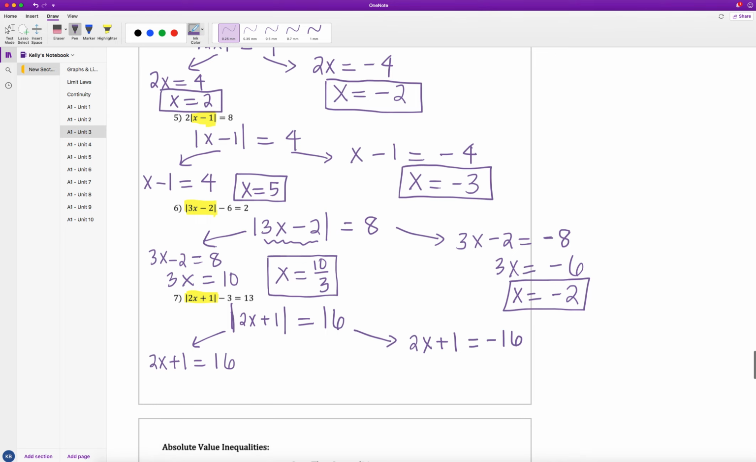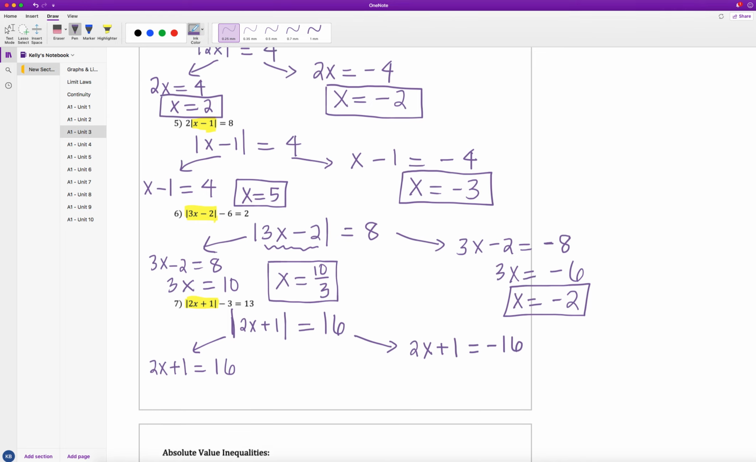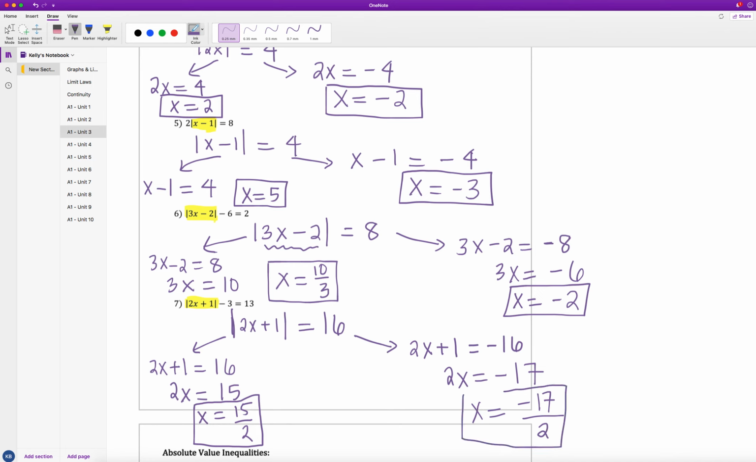From here, we can go ahead and solve each of these for x. So I'm going to subtract 1 to get 2x equals 15, divide through by 2, and x will equal 15 over 2. So there's one of our answers. Our second answer, we're going to subtract 1 again and get 2x equals negative 17, divide through by 2, and we get x equals negative 17 over 2. Neither of those fractions can be simplified down, so we have our two final answers there for our last example.